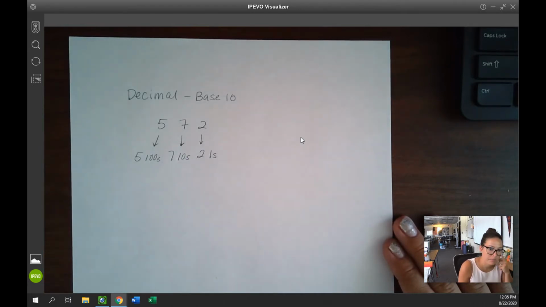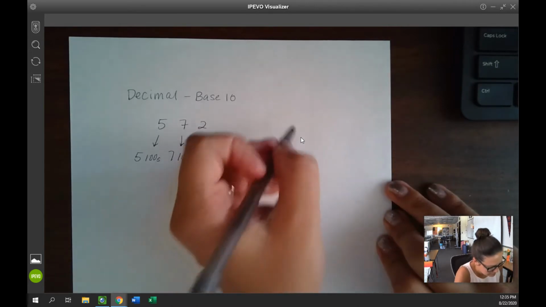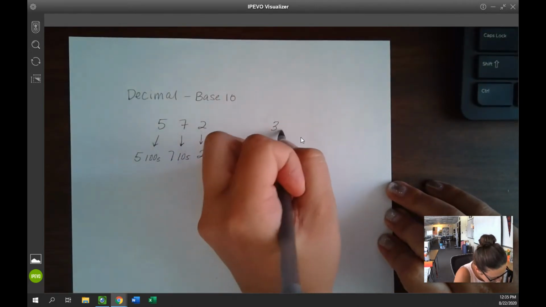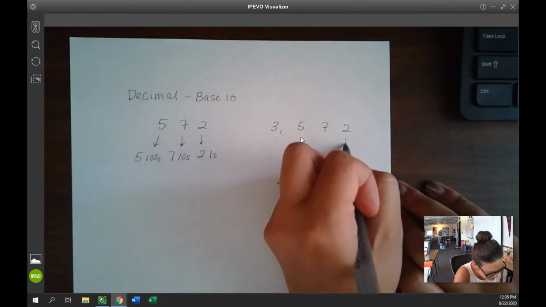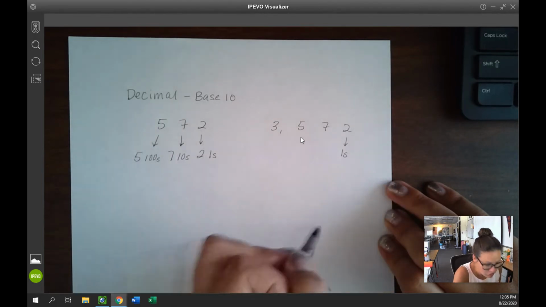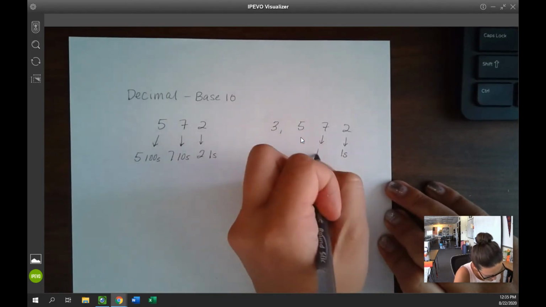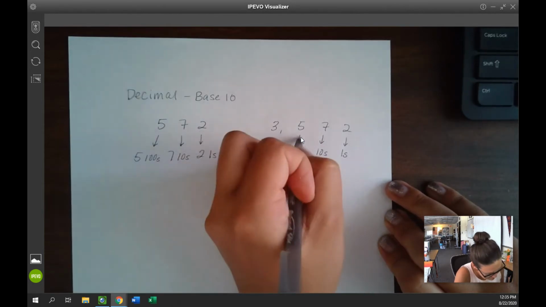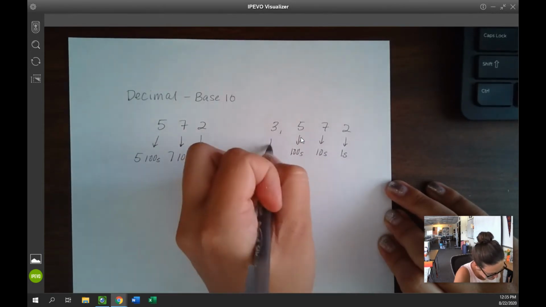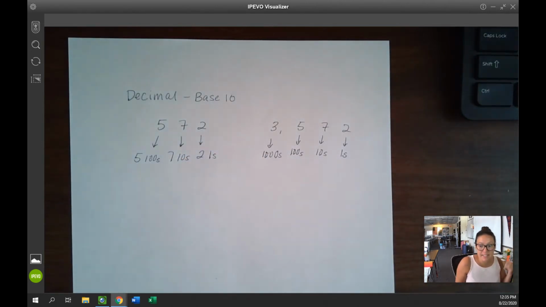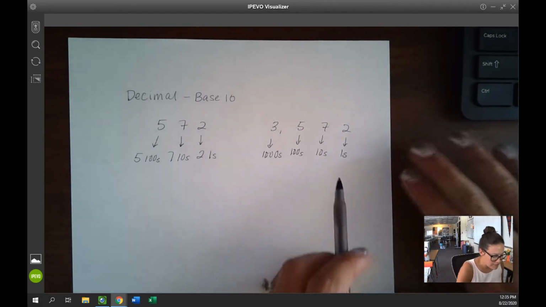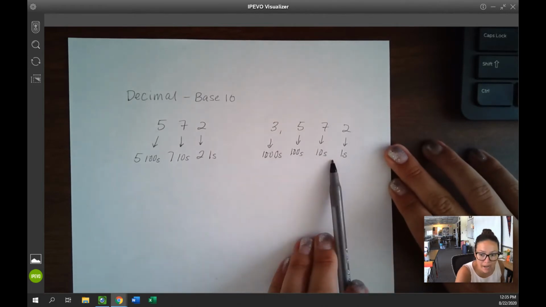Now, let's say I have a 4-digit number, 3,572. This is the ones place, so I have two ones. This is the tens, this is the hundreds, and this is the thousands. We can obviously keep adding place values into our numbers, but you should be able to see the pattern here. These are all powers of 10.